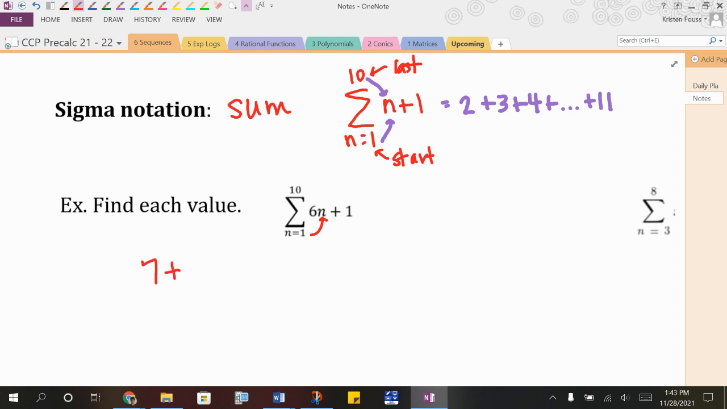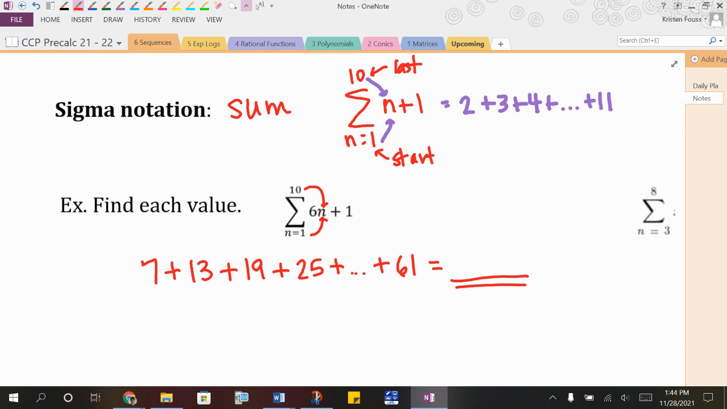So 6 times 2 plus 1 is 13. And 6 times 3 plus 1 is 19. And 6 times 4 plus 1, etc., etc. I'm going to keep going. And then the last number I'm going to plug in is the number 10. So 6 times 10 plus 1, which is 61. So our final sum, and I don't have a calculator, I'm not going to add it up, is whatever the total of this series is.